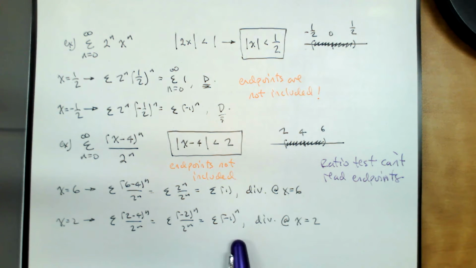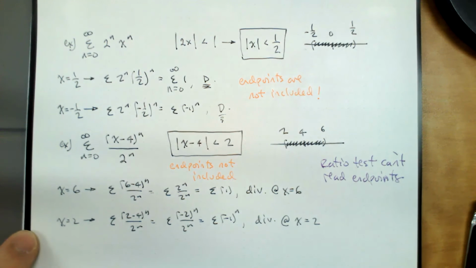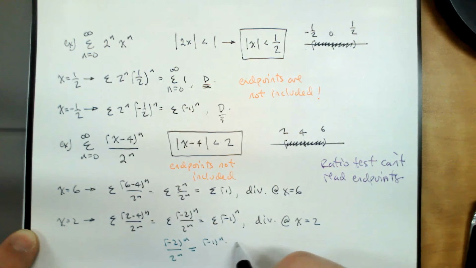The n doesn't get canceled out because of the basis. I get a 2 to the n divided by a 2 to the n. Those n's cancel out, but I'm still left with a minus 1 to the n. So it would look like we have negative 2 to the n. That's a negative 1 to the n times a 2 to the n. So the n's aren't getting canceled out. A 2 to the n gets canceled out, but this n is still there.